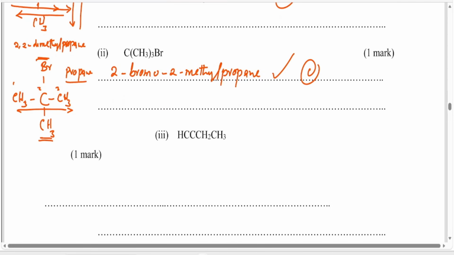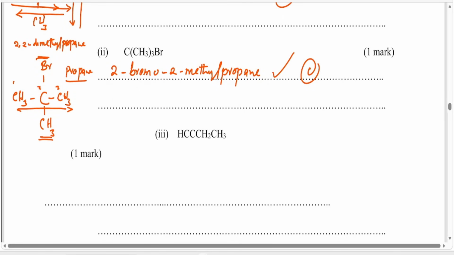The next one is HCCH2CH3. Again, you try to open it. We have 4 carbons, so I have 1, 2, 3, 4. And then I try to arrange them the way they have been arranged. So this carbon will carry a hydrogen. The second last carbon will carry 2 hydrogens. The last carbon, 3 hydrogens.